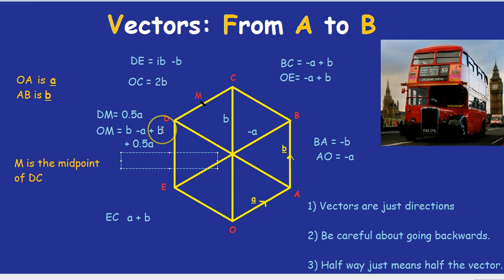B plus B is 2B. Or is it not to be? Lame joke. And minus A plus a half A, well, what's minus 1 of something plus half of that thing? You're at minus a half of that something. So O to M is minus a half A plus 2B. And that's vectors, not so scary after all.